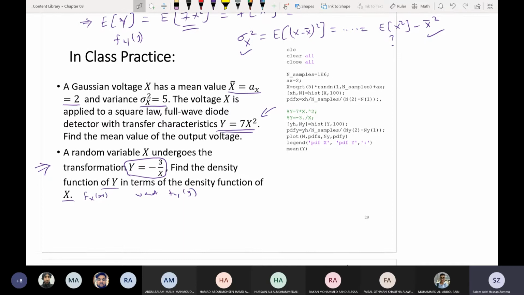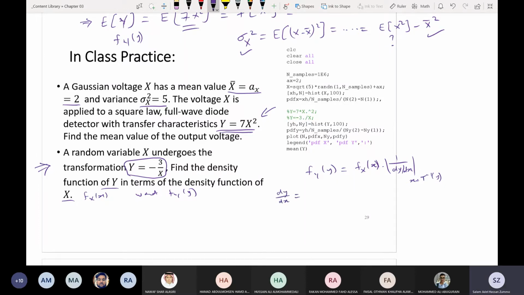So what is the rule here? f_Y of y equals what? It's f_X of x times 1 over the absolute value of the derivative dy/dx, and all of this is evaluated at x equals T inverse of y. So what is dy/dx?